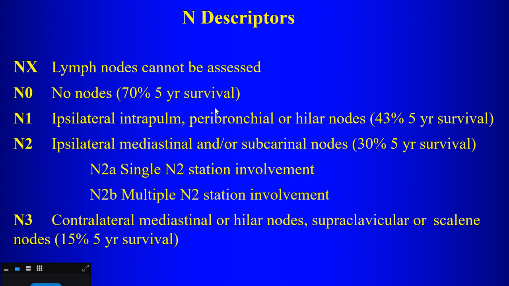N is easy to remember. So N0, no nodes. N1, ipsilateral, up to the ipsilateral hilum. N2, up to the ipsilateral mediastinum. But N3, whenever you have contralateral or supraclavicular lymph nodes. So contralateral mediastinal or hilar nodes makes it N3. The difference between N2 and N3 also is important. N3 is usually considered unresectable. So up to N2 can be resected, but N3 is usually considered unresectable. All right, so that you can remember.